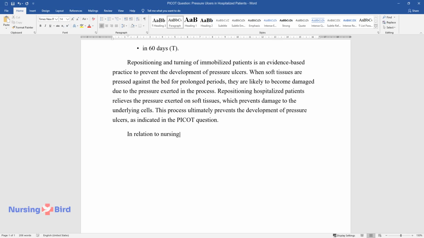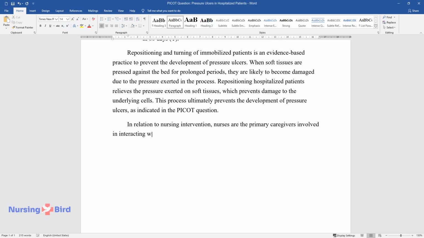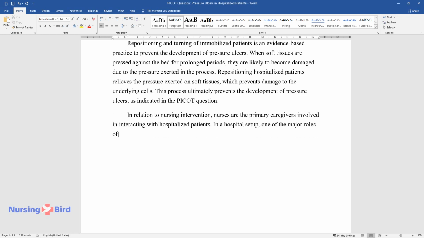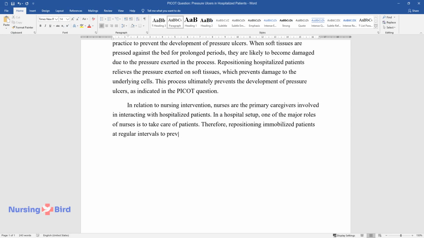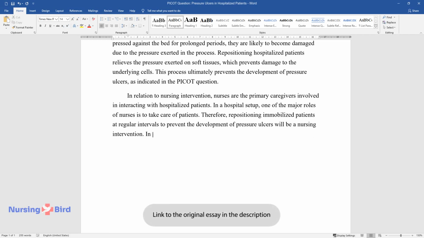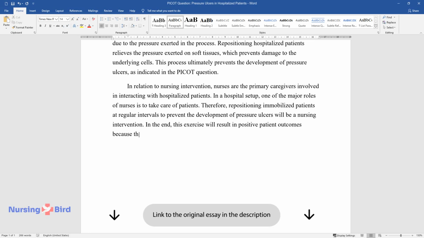In relation to nursing intervention, nurses are the primary caregivers involved in interacting with hospitalized patients. In a hospital setup, one of the major roles of nurses is to take care of patients. Therefore, repositioning immobilized patients at regular intervals to prevent the development of pressure ulcers will be a nursing intervention. In the end, this exercise will result in positive patient outcomes because the affected clients will experience better health outcomes.